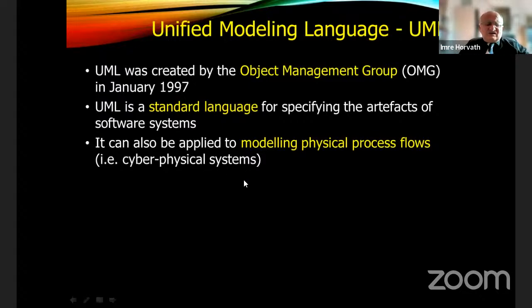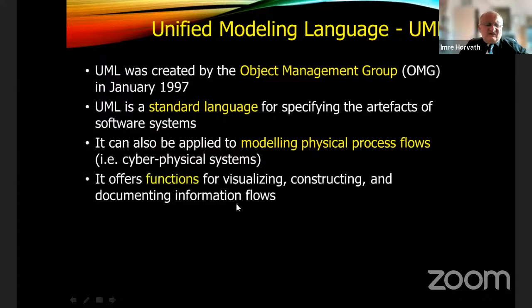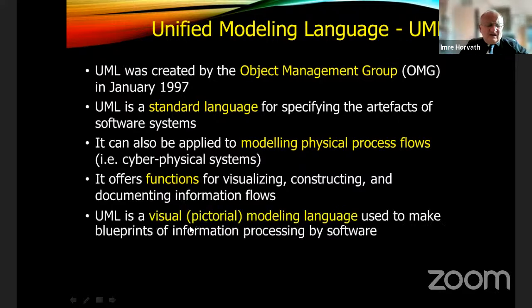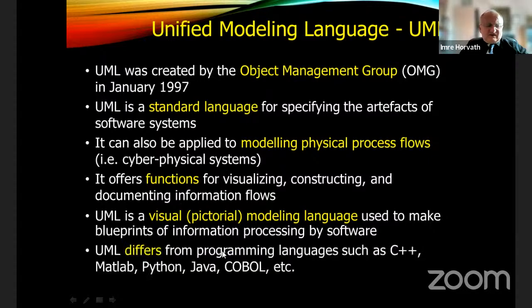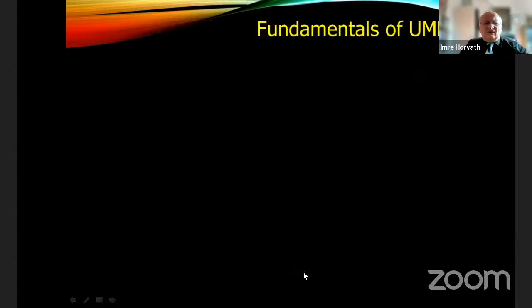Unified Modeling Language can be applied to modeling physical process flow, which is important from the perspective of cyber-physical systems. UML offers functions for visualizing, constructing, and documenting information flow. UML is eventually a visual, pictorial modeling language used to make blueprints of information processing by software. UML differs from programming languages: it is a representational specification formalism rather than a concrete programming language like C++, MATLAB, Python, Java, or COBOL, and others.